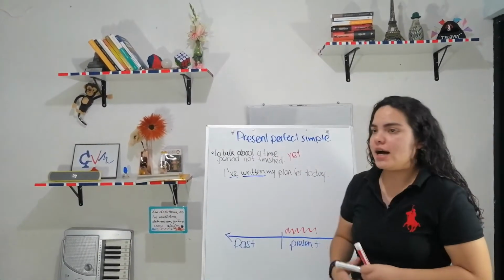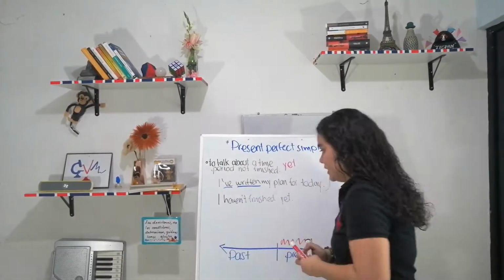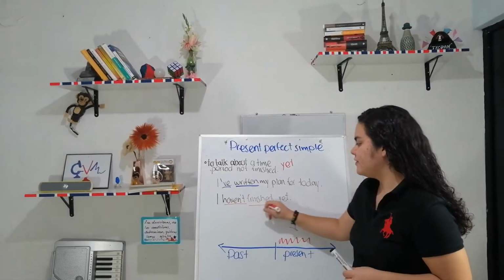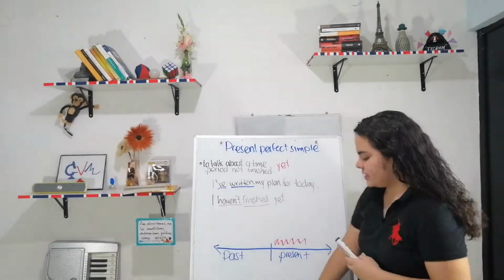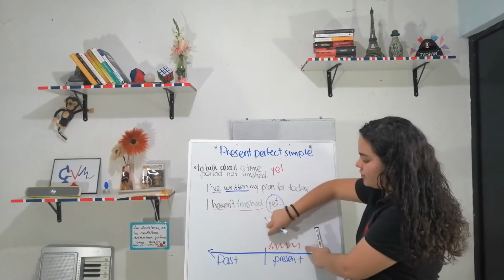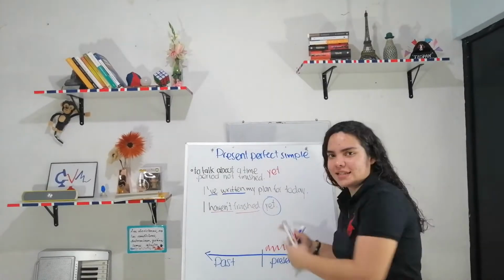For example, I haven't finished yet. In this case, again, I use have because it's I, I haven't finished, and I'm saying yet. I'm using yet because I'm showing that the period of time I'm discussing is not finished. It's today, so it's yet.